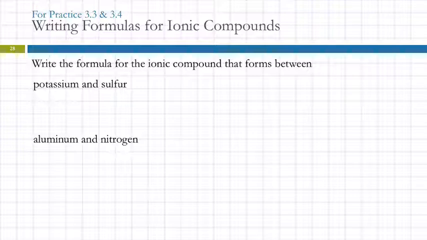So let's write formulas for ionic compounds that form between potassium and sulfur. So we need to start out with what kind of an ion, K is the symbol, what kind of an ion does potassium form? What charge will it have? It'll have a +1 charge because it's in group 1. Group 1 metals make +1 ions. Group 2 metals make +2 ions. Group 3 metals form +3 ions. That's kind of convenient, right?